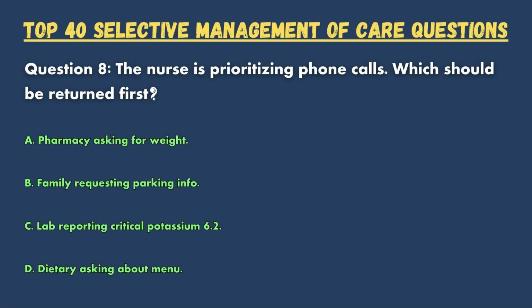Question 8. The nurse is prioritizing phone calls. Which should be returned first? A. Pharmacy asking for wait. B. Family requesting parking info. C. Lab reporting critical potassium 6.2. D. Dietary asking about menu.